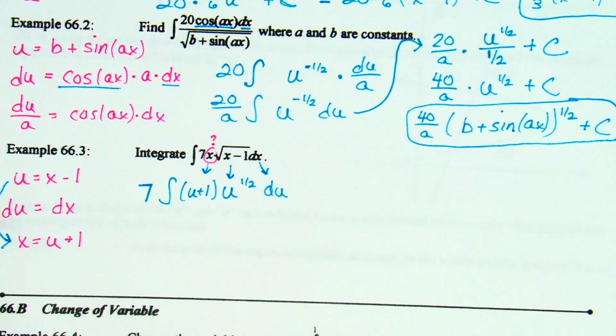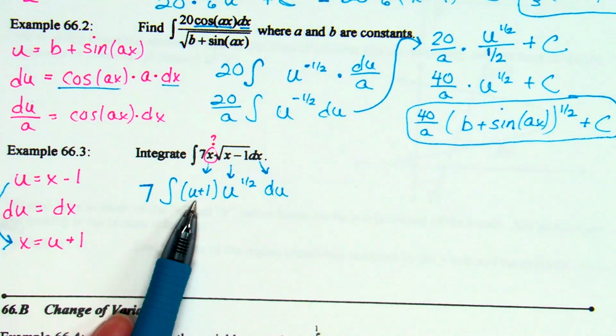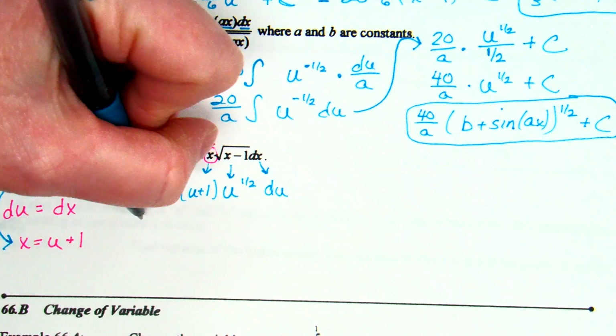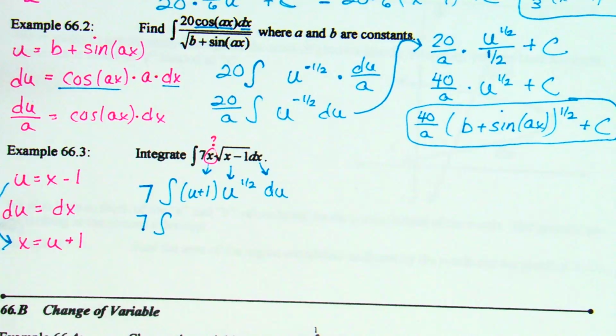Now, part of us wants to say, ooh, this didn't get much better, but it is doable. Okay? First of all, we have a u to the 1/2 times u plus 1. We're going to multiply these together. We're going to distribute. So I'm going to carry down my 7. I'm going to carry down my integral sign. And I'm going to distribute, meaning u to the 1/2 times u and u to the 1/2 times 1.